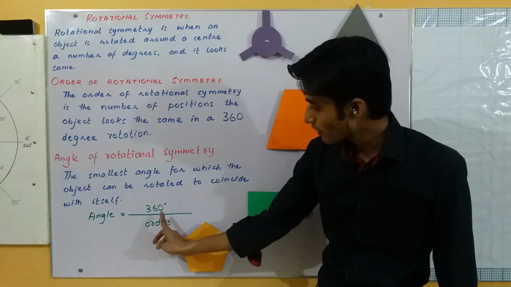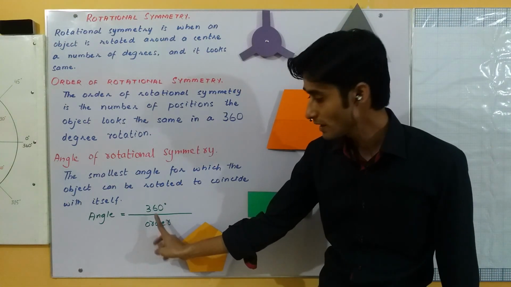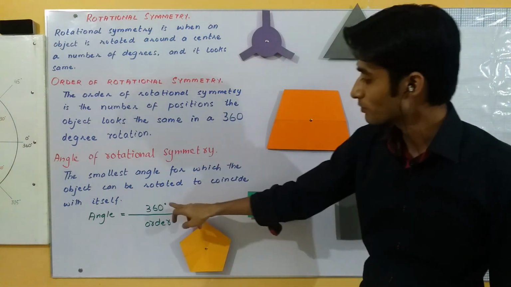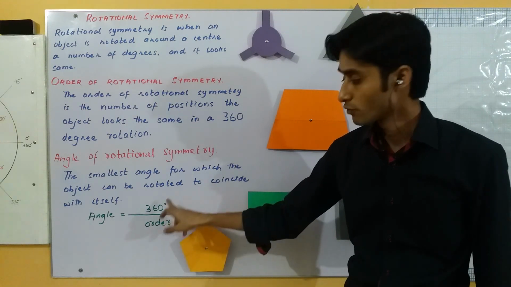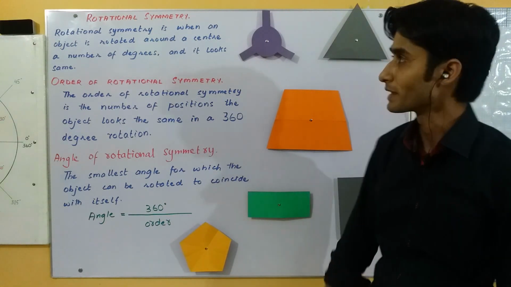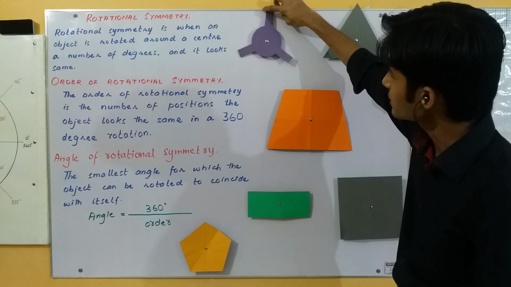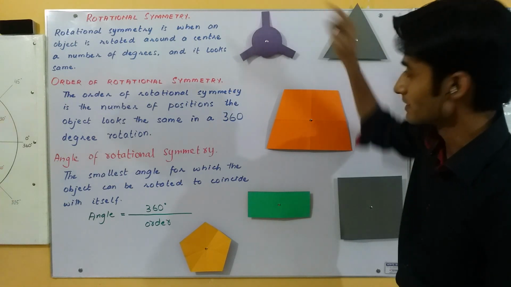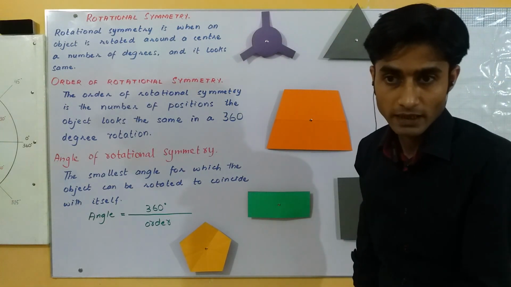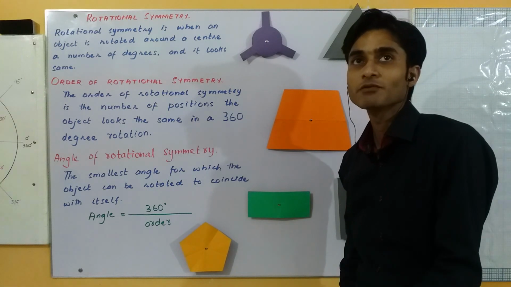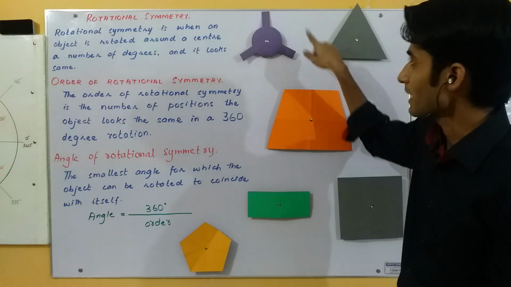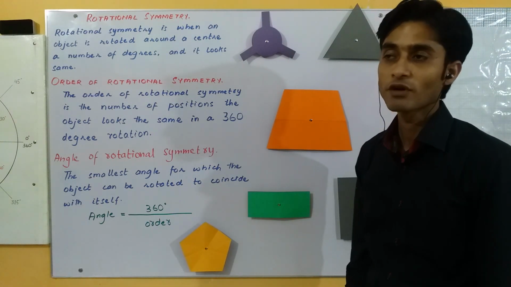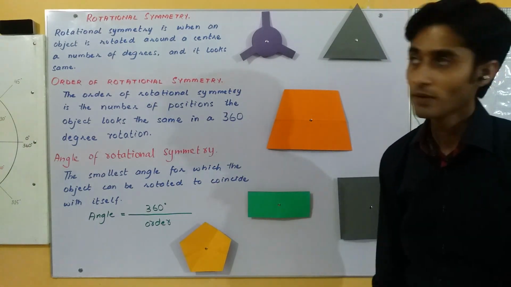So for the angle of rotation, what am I going to do? Angle in a complete rotation, which is 360, divided by the order of the shape. So 360 divided by 3 will give me 120. So you can see at an angle of 120, when this object moves 120 degrees, it coincides with itself. At 120 degrees, it coincides with itself once, and when I complete the rotation, it coincides with itself thrice. So what will be the order of rotation? 3 for this kind of shape.